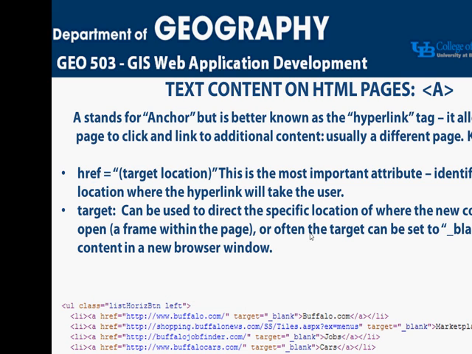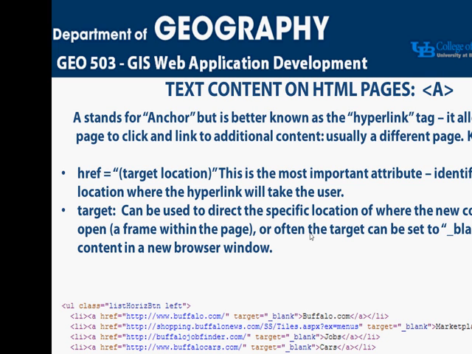We're almost done. An important one, and I guess we already looked at this, is the A tag. If you were wondering why it's A, in text content on an HTML page, A stands for anchor. It's better known as the hyperlink tag, but if you ever wonder what A stands for, now you know it's the anchor. It allows users to click on a page and link to additional content, usually a different page.